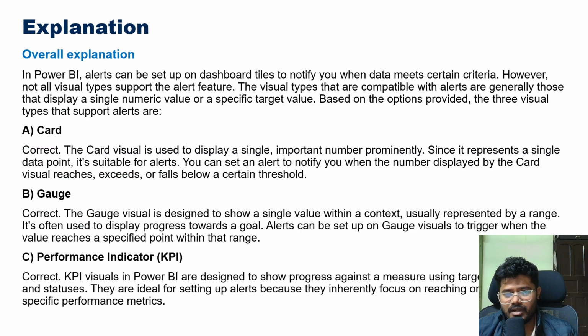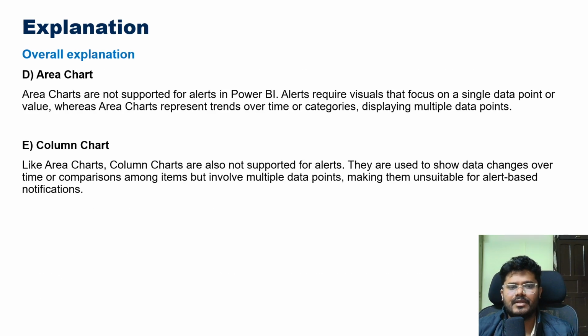As you can see, card, gauge, and performance indicators are used to set alerts. You can go through this explanation. The next slide talks about area chart and column chart, and these are not used to set alerts. Basically, for a threshold value, you cannot use them. So that covers the explanation part.